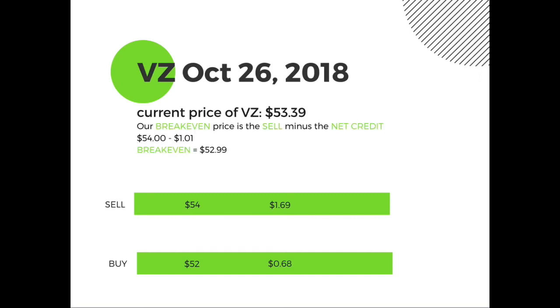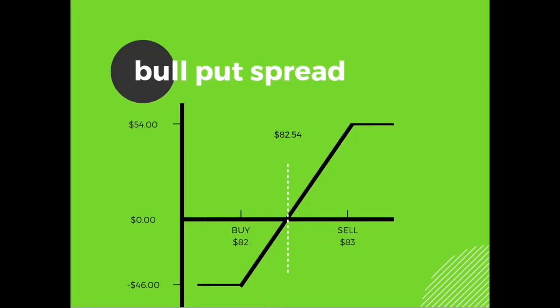Our break even for this trade is to sell the strike price of $54 minus the net credit received of $1.01. Our break even is $52.99. Here's what this example looks like on our diagram.